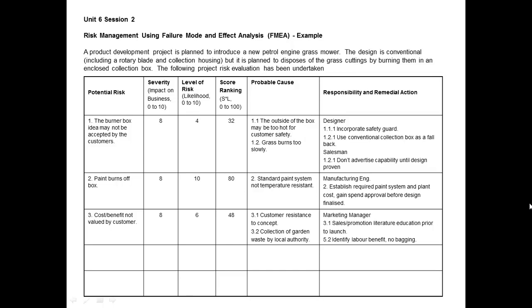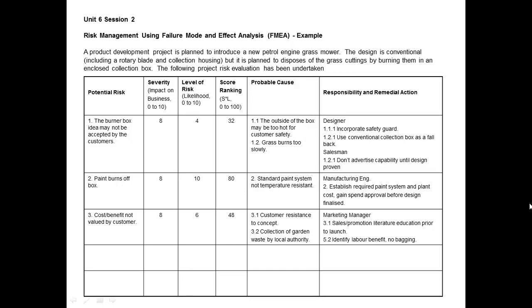A product development project is planned to introduce a new petrol engine grass mower. In that sentence is our first problem. There's an assumption here that what the customer wants is a grass mower. And what we generally mean by that is a device that has some cutting blades, let's say rotary, and those blades are adjusted to a particular height and they're pushed over the lawn, over the grass, and they cut the grass uniformly across the surface.